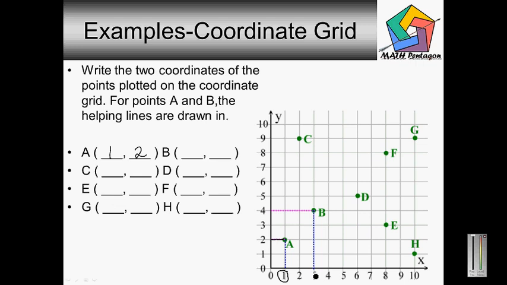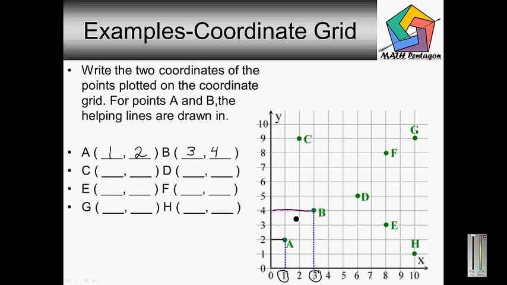For B, our x-axis is 3. So the x-axis for B is 3, and the y-axis for B is 4. So B would be 3 and 4. Okay, let's go for C.